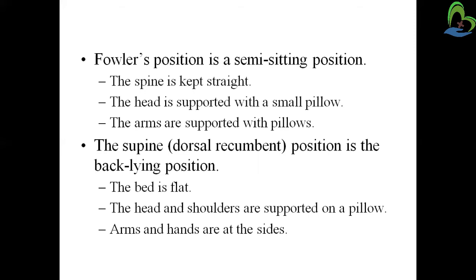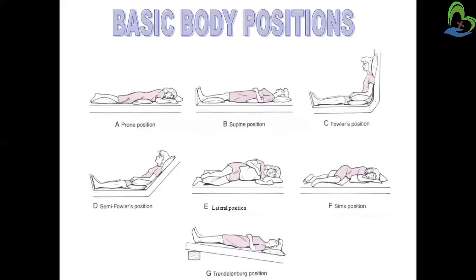The next position is the supine, also known as the dorsal recumbent position. It is the back-lying position, because the back is supported in a lying down position. The bed surface is flat, and the head and shoulders are supported with a pillow, with arms and hands at the bedside. In the image the supine position is shown: the back lies on the flat bed surface, and we can put a pillow under the legs and head.